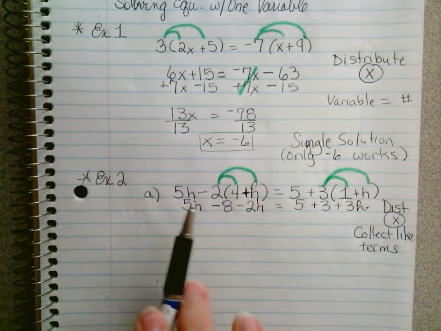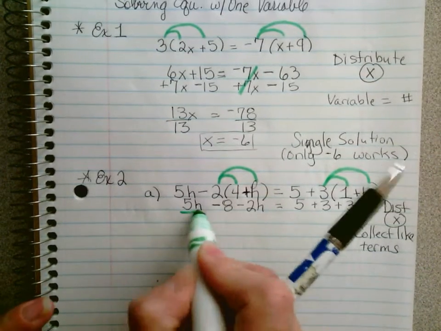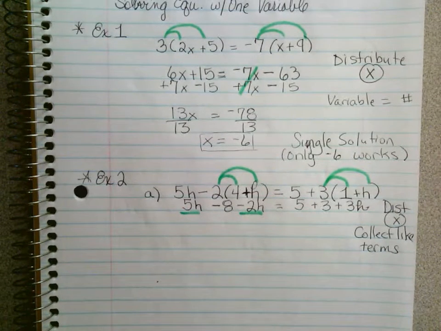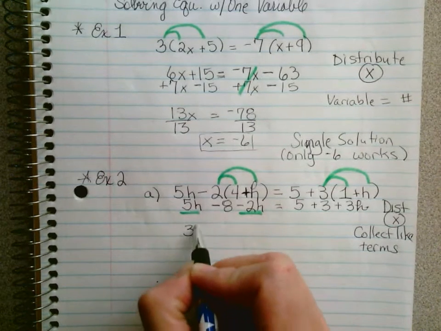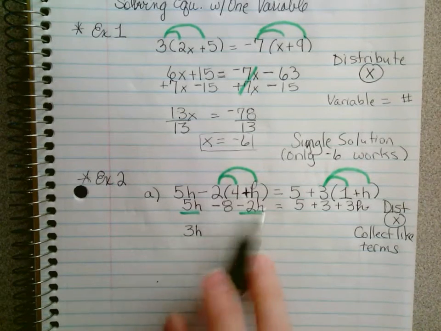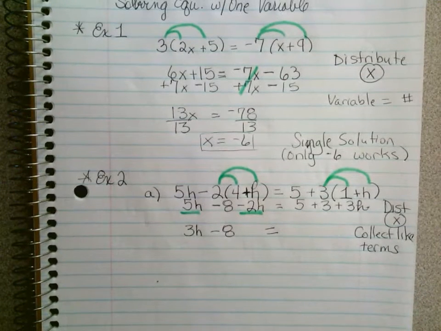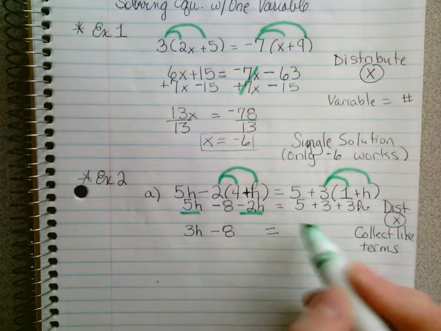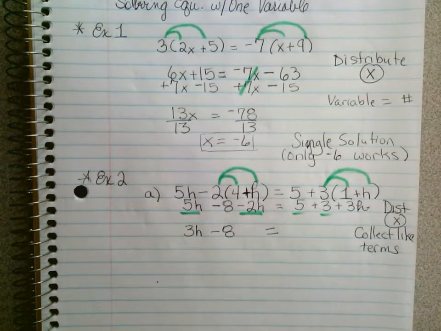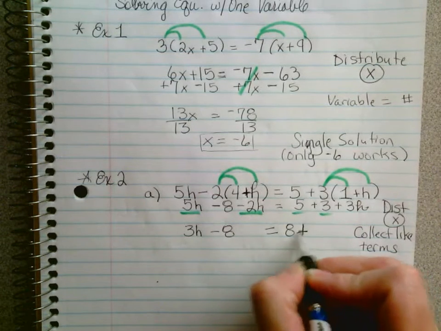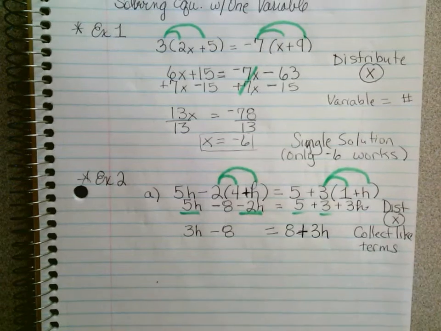Because on the left, we have 2 things that are h's. We have a 5 and a negative 2. The combination of the 5 and the negative 2 results in a 3h, right? The negative 8 has no other friends, so he's going to stay by himself. On the right, do we have any variables that can be combined? No, but we do have constants, 5 and 3. 8 equals 8 plus 3h.